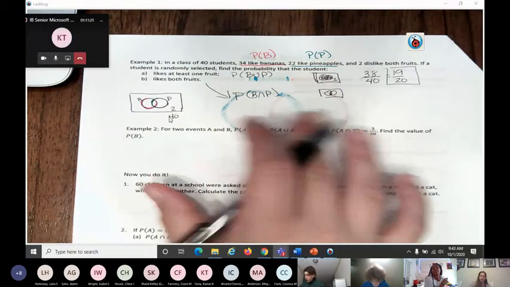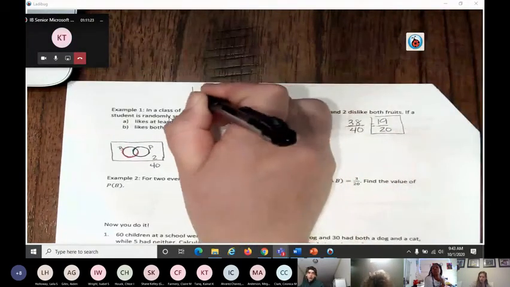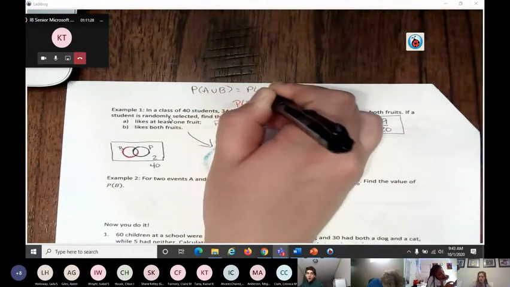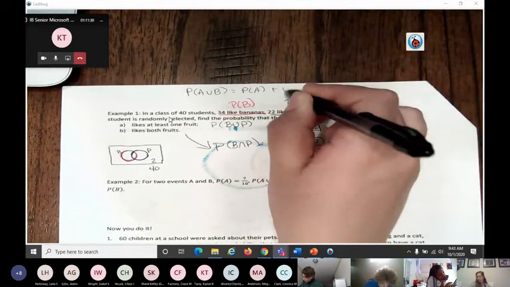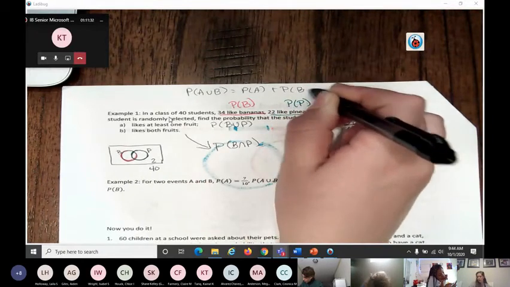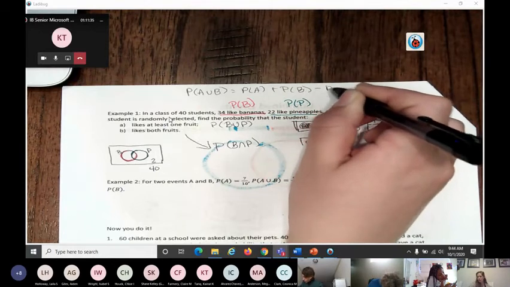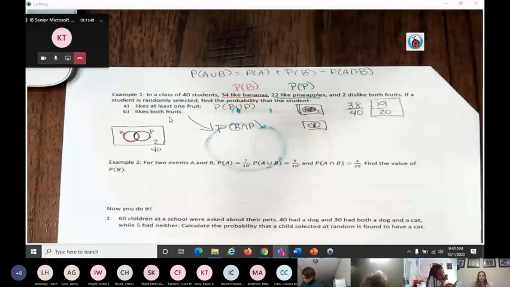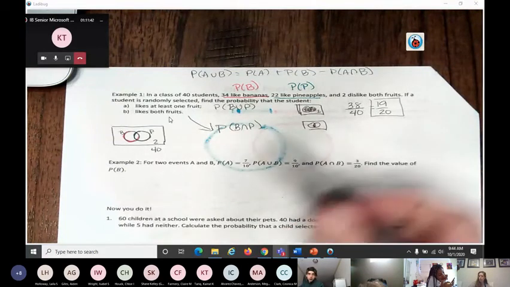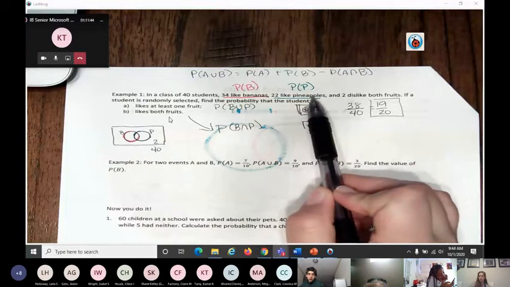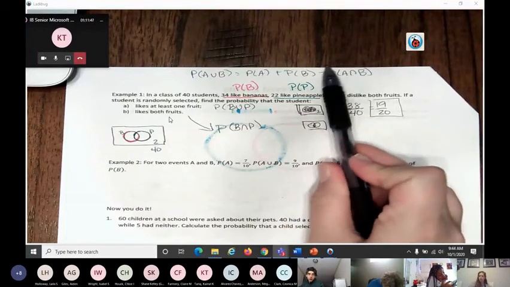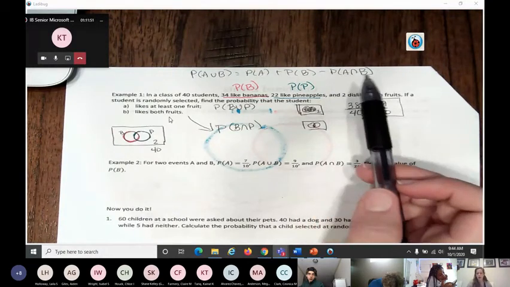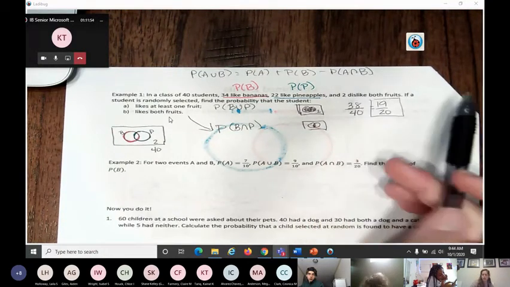So I'm going to write the formula at the top. The probability of A union B is equal to the probability of A plus the probability of B minus their intersection. Okay, so we know the union, right? We know each of the individual ones, and we're looking for this intersection, right? So we can sub in all the values we know and then solve for this intersection.